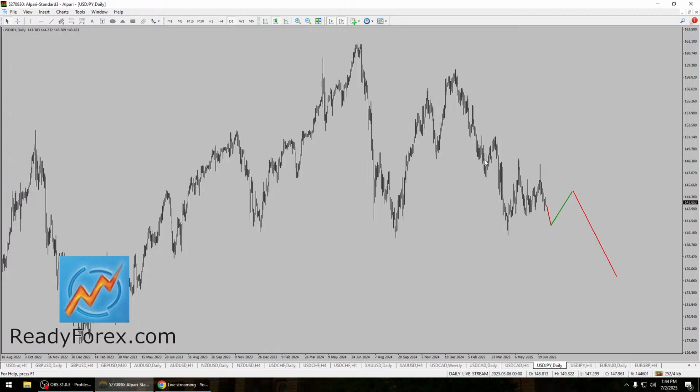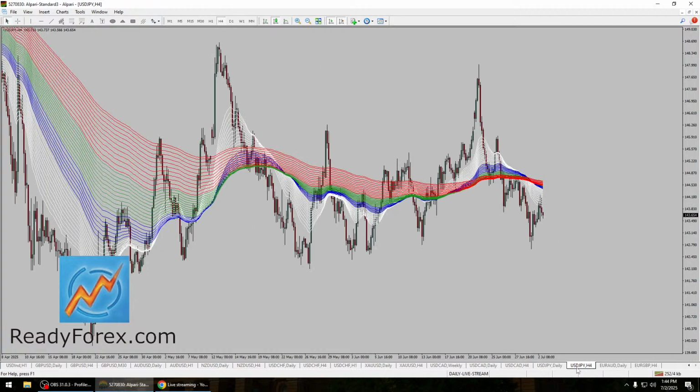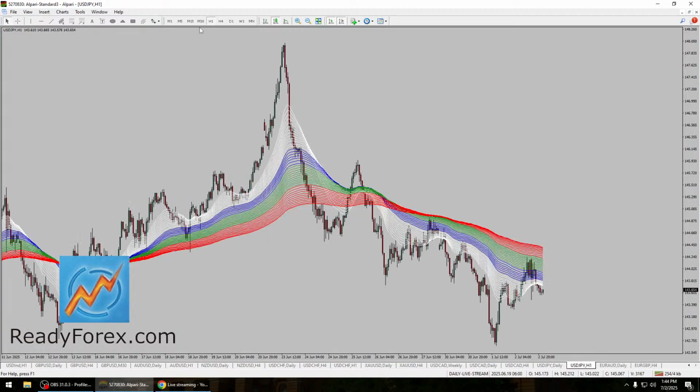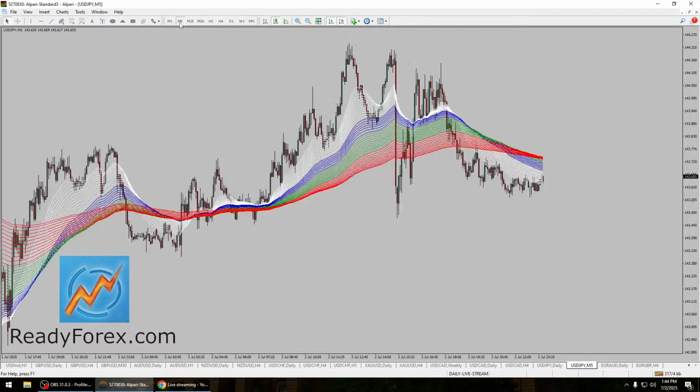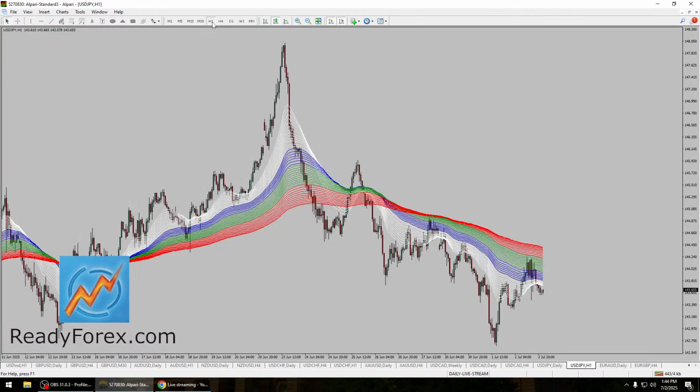Next one is the US dollar JPY currency pair. The daily time frame looks bearish over here. It's a nice downtrend going on inside US dollar Japanese yen. The 4 hour looks bearish. Let's see, 1 hour, same story. Okay, the rainbow shows that the market is trying to change its direction.